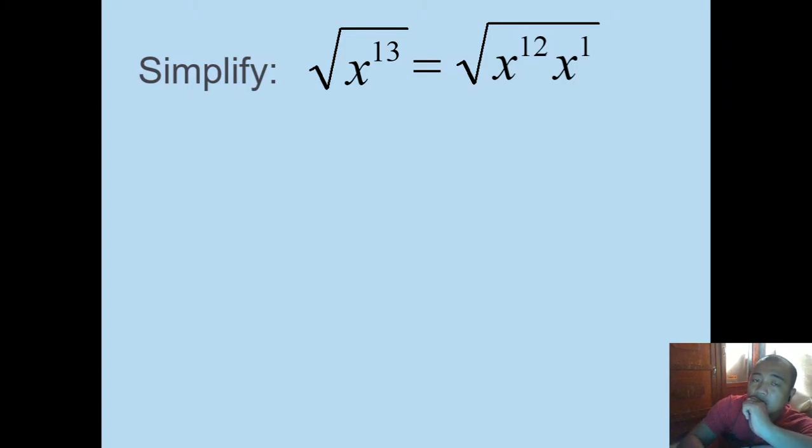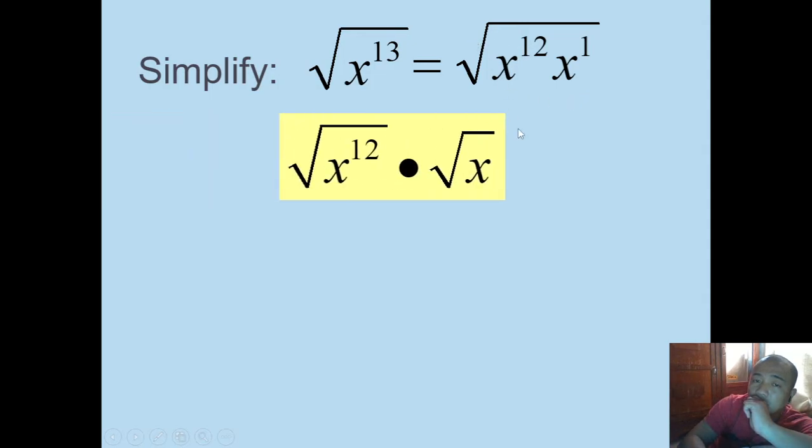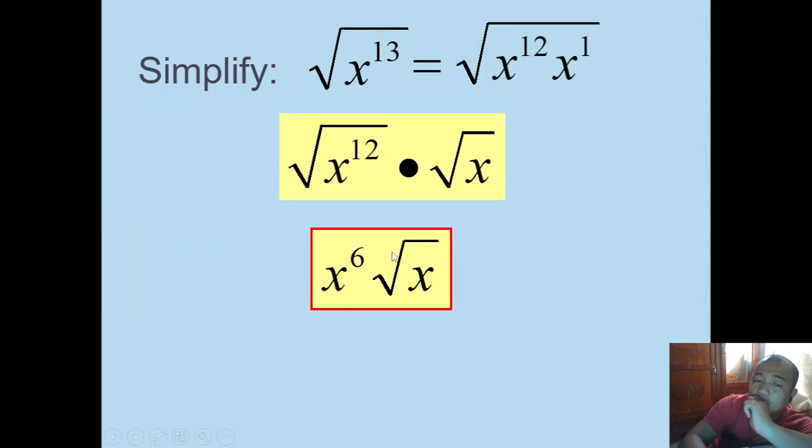If the exponent is odd in the radicand, we're going to factor it. x to the 12 times x to the 1, or just simply x. So 12 divided by 2 is x to the 6. x to the 6 times the square root of x. That's the answer.